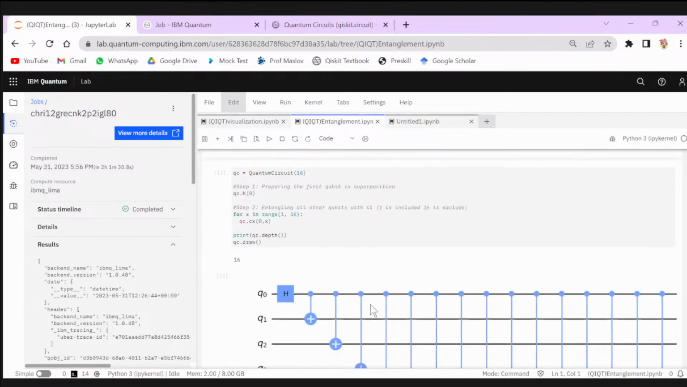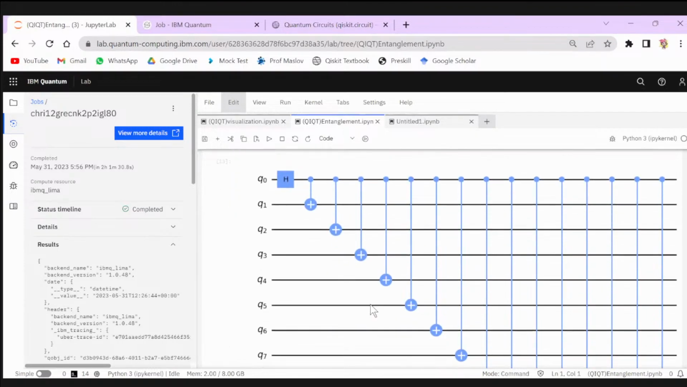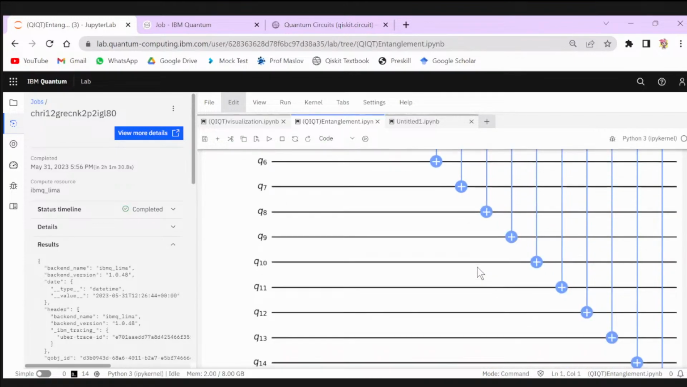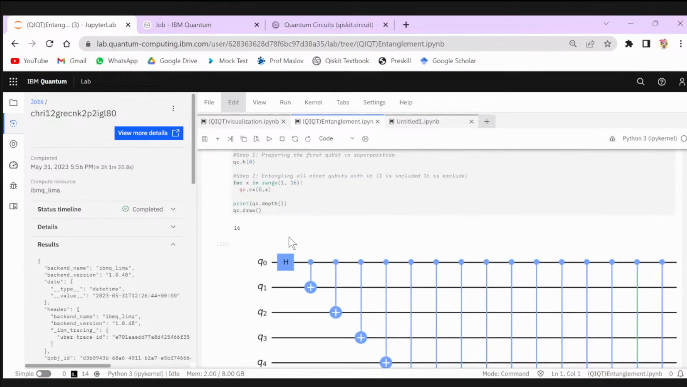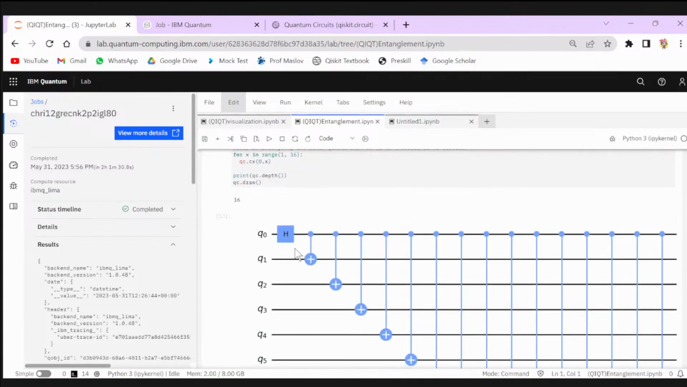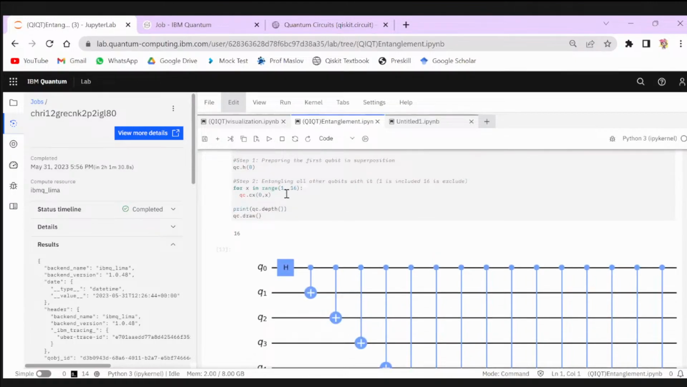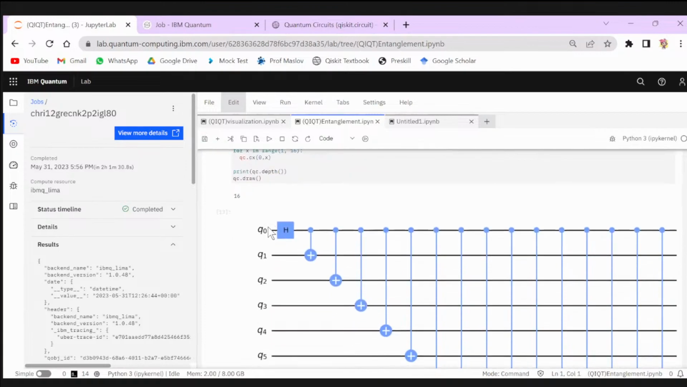Let's try to make a 16 qubit entangled state. So you can see this is a 16 qubit entangled state, but here the depth is 16. So this takes more complexity and more time to run. So we need to reduce the complexity of the circuit. So how can we do that?